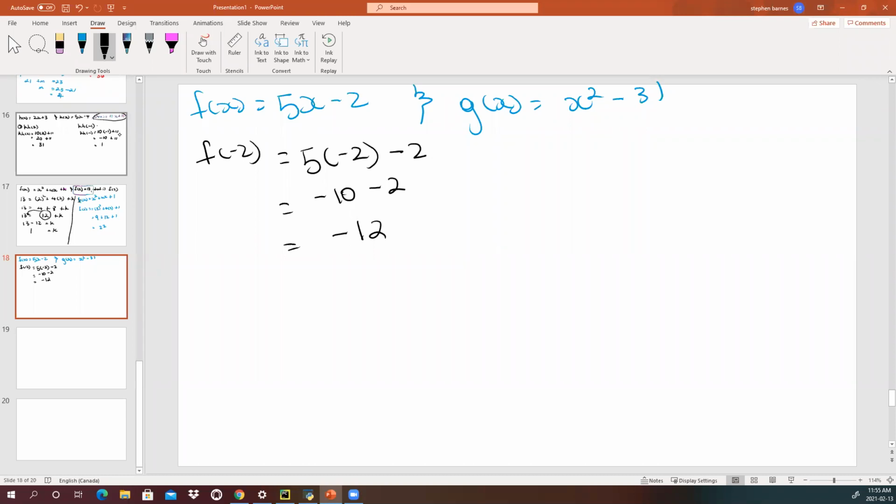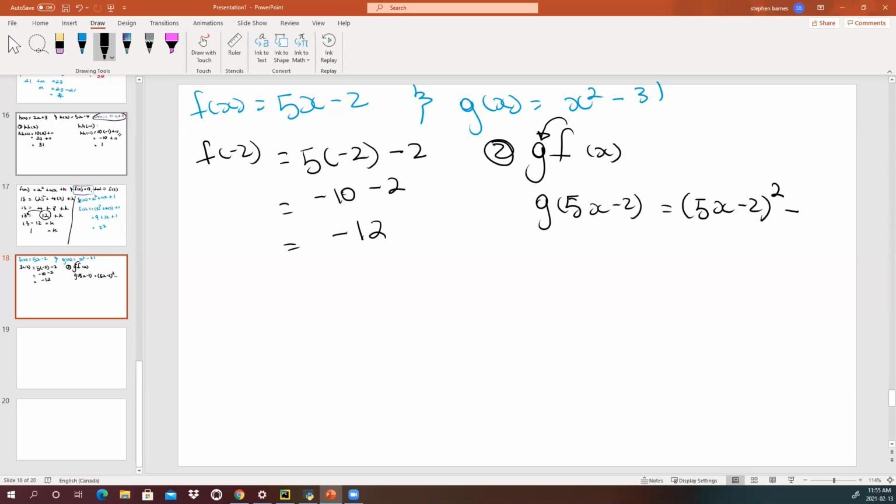The second one is g of f of x. So let me just put this on here. G of f of x. So again, this is a compound function. You're putting f into the g function. So wherever I see x in the g function, I'm putting f. So f is 5x minus 2. So the g function is x squared. So already I'm going to have 5x minus 2 squared minus 31.